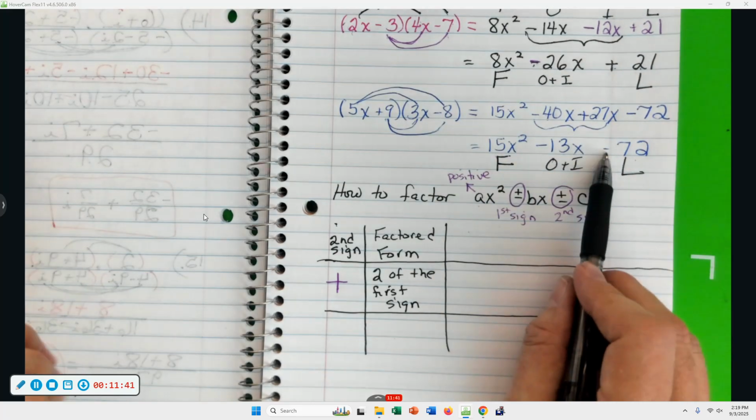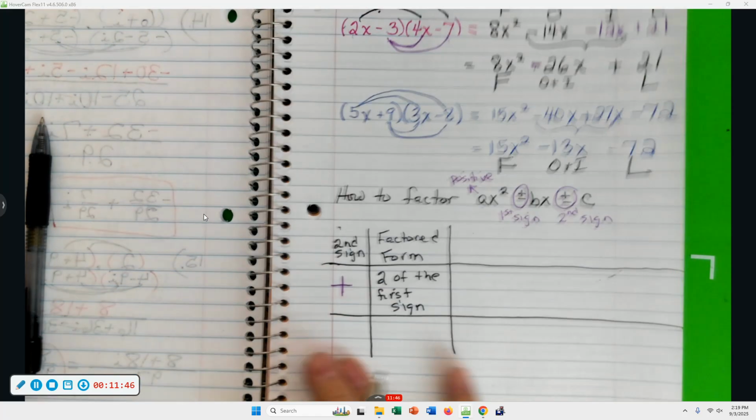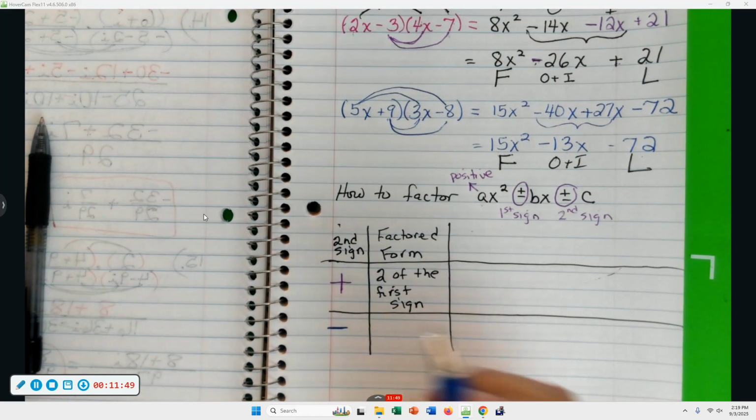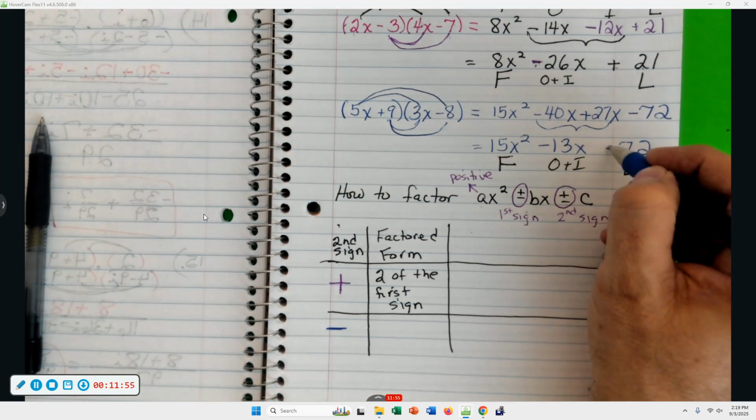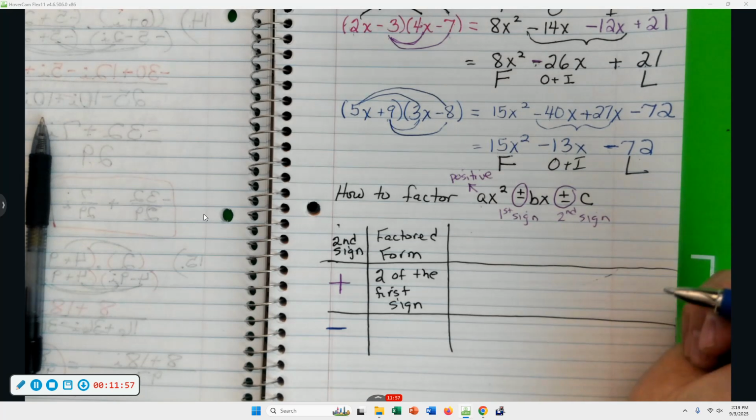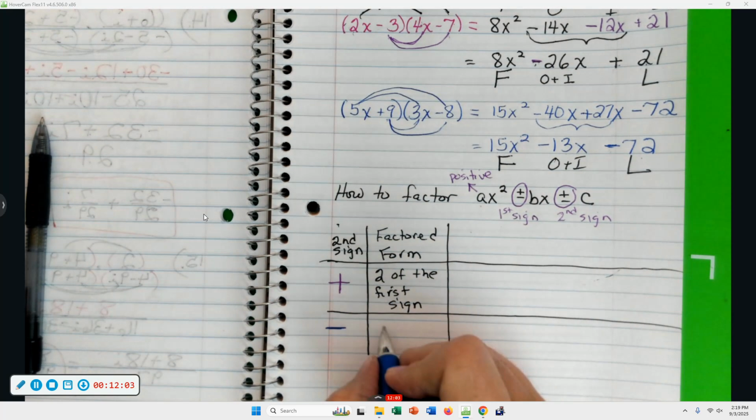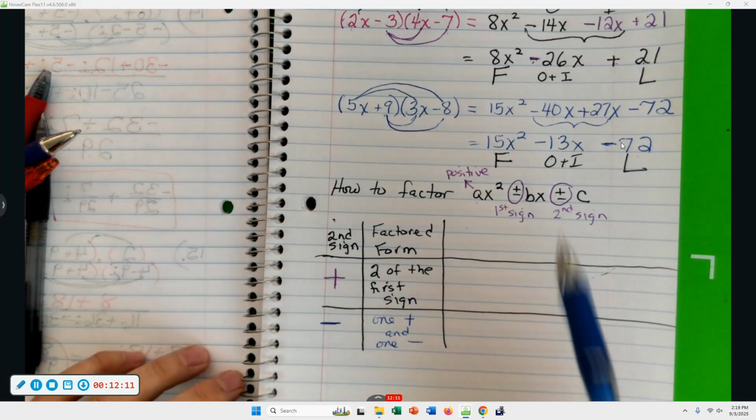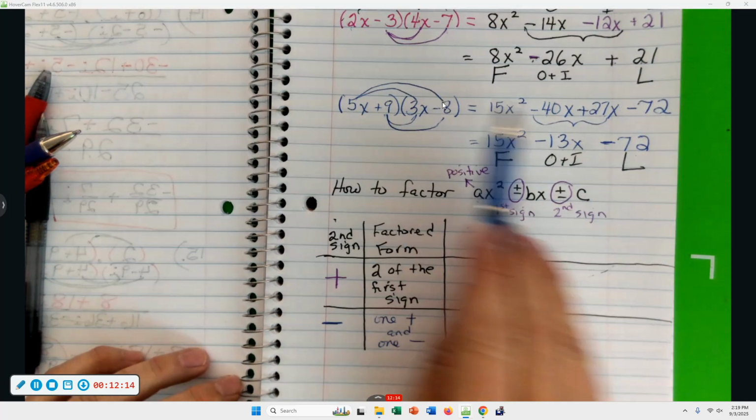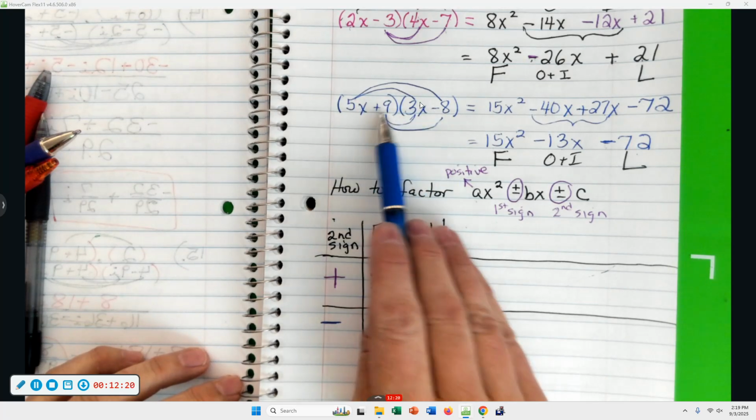But what about if the second sign was negative? If the second sign is negative, what sort of numbers multiply together to give a negative number? What kind of numbers multiply together to give a negative 72? 2 with the same sign or opposite signs? Opposite signs. So 1 plus and 1 minus. Again, that's what you have here. That last sign's a minus, so inside the parentheses you expect to have 1 plus and 1 minus. And that's what we had.